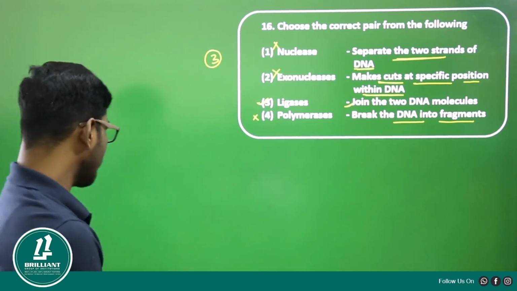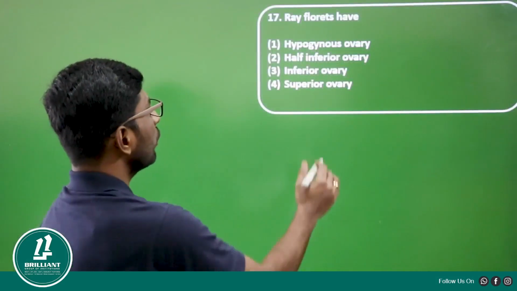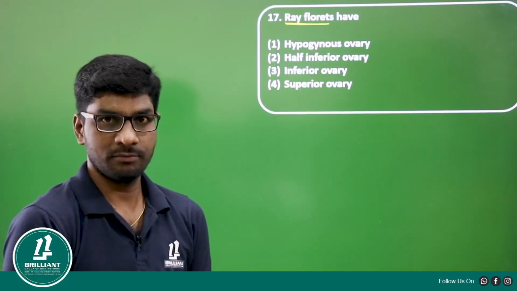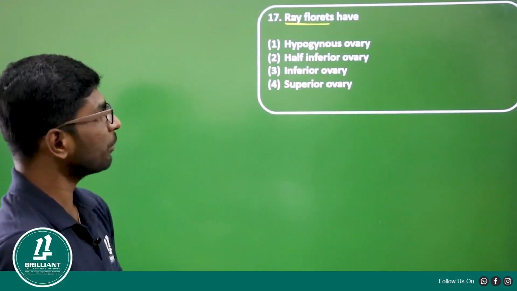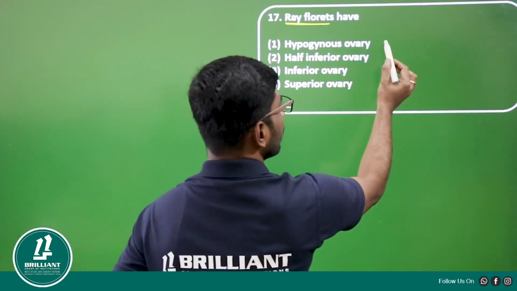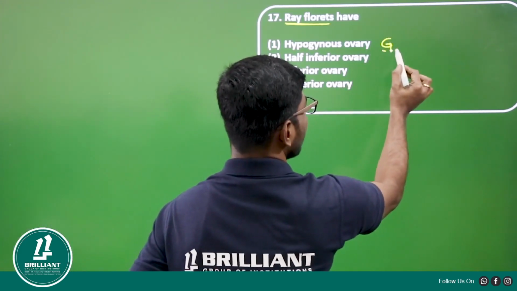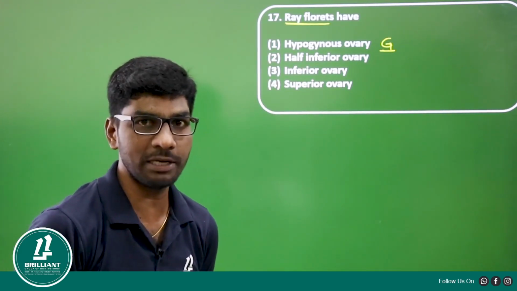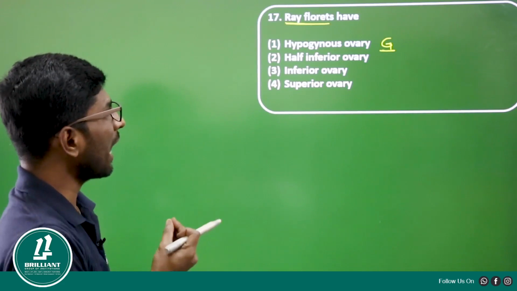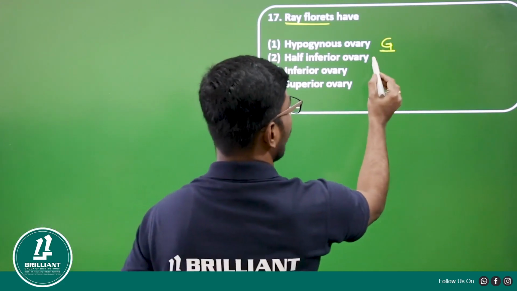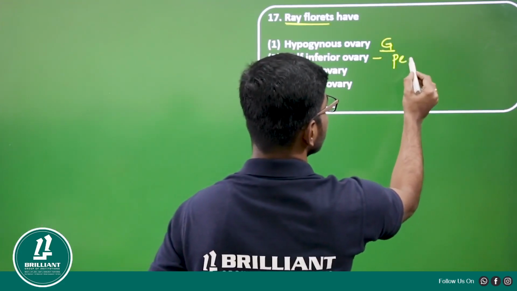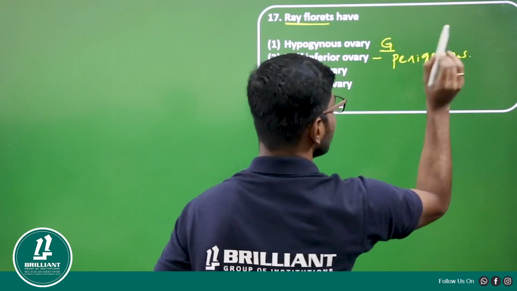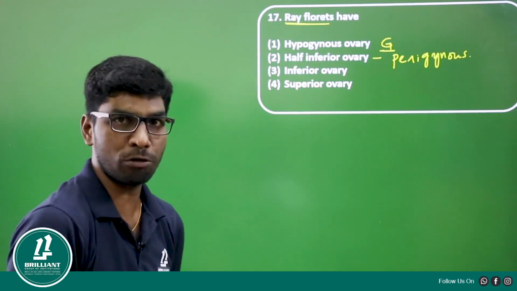Okay. So the next question, look at the 17th question. Ray florets are present in sunflower. Right? So option 1, hypogynous ovary. In hypogynous ovary, the ovary occupies the highest position. This is also known as the superior ovary. Example, Malvaceae family. Option 2, half inferior ovary. This is also called what? Perigynous. Perigynous flower. Right? Examples of perigynous flower are peach and also rose plant.